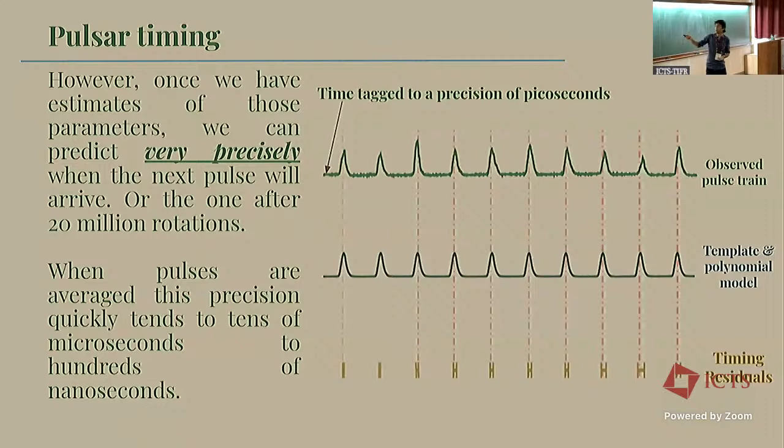And this is where the entire focus of PTA analysis goes into, because this is fairly deterministic. If you have most of the components in place, and you need to improve these things over time, you can just do that by observing the pulsar for longer and longer.